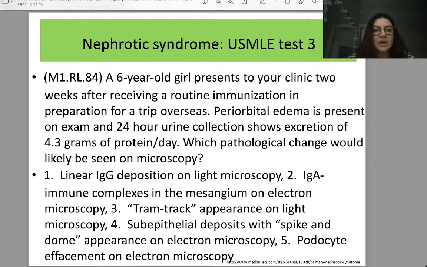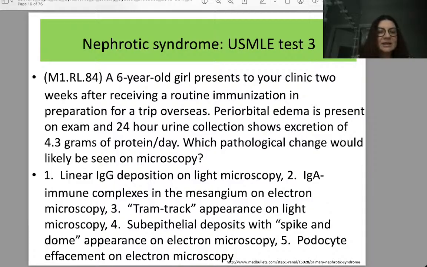Third question. A 6-year-old girl presents to your clinic 2 weeks after receiving a routine immunization in preparation for a trip overseas. Periorbital edema is present on exam and a 24-hour urine collection shows excretion of 4.3 grams of protein per day. Which pathological change would likely be seen on microscopy?